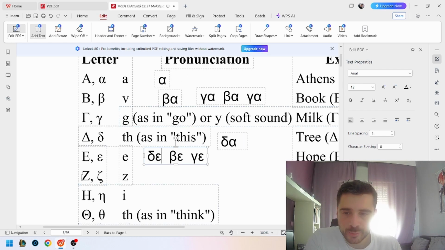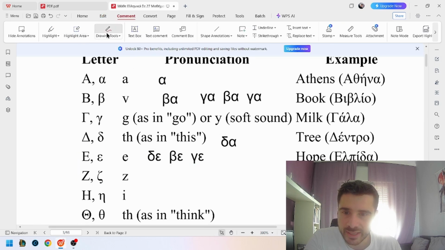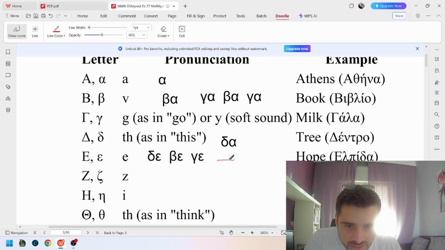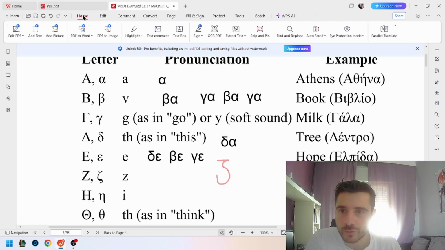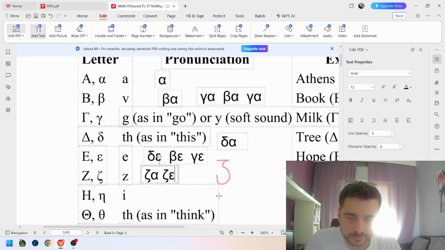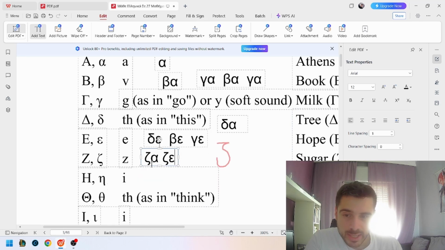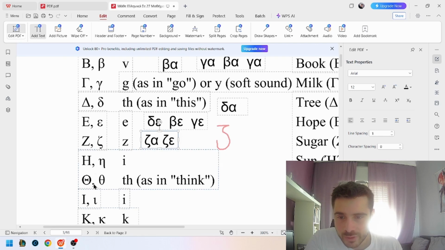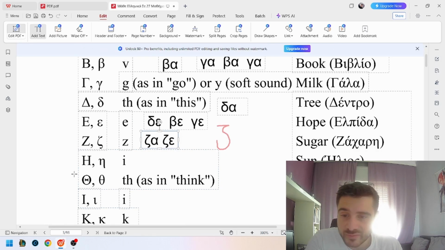Λοιπόν, then we move to zeta. That's the uppercase and that's the lowercase. For the lowercase, you try to draw it like this. So, it's like the English Z. It gives us the sound zu. So, here the sound will be za. Ze. Za or ze.